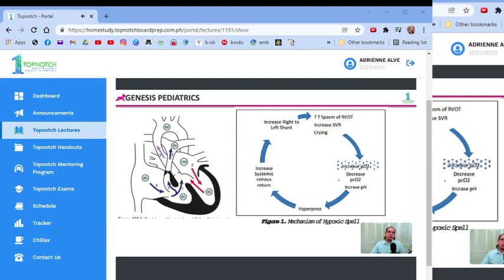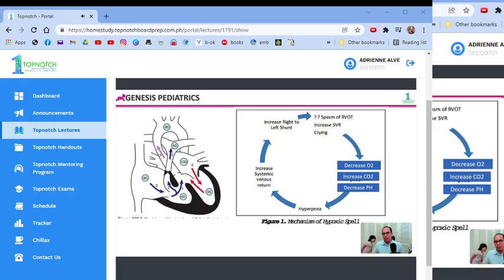Okay? Kaya lang, please do the corrections. It's supposed to be decrease oxygen because of the cyanosis, increase in carbon dioxide, okay, and decrease in pH. So, it's hypoxia, hypercapnia, and acidosis. Okay? So, yan yung magiging effect kapag na-trigger yung TET spell. Diba? Hypoxia, hypercapnia, eventually acidosis, metabolic or respiratory acidosis. Okay? And then what happens?